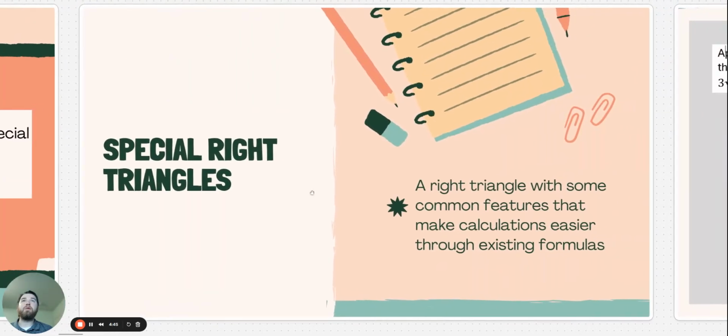So what is a special right triangle? That might be something that you're asking. Well, a special right triangle is just a triangle that has similar or common features that allow us to use formulas. So it's basically saying, hey, somebody's established this already. We've got these formulas in place because they're special right triangles, so we can do these properties with them.